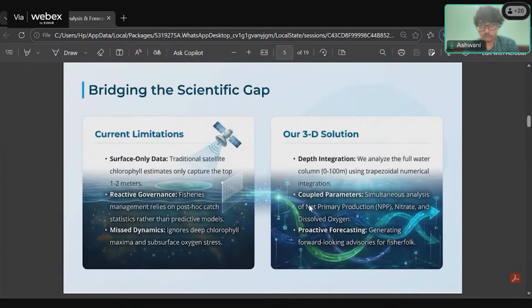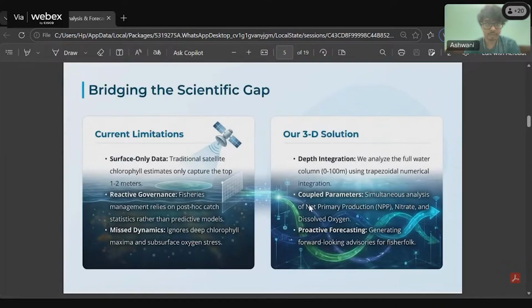Instead, if we come to our solution, we are taking multiple parameters, to be exact 5 parameters, and we are even considering the depth of about 100 meters, which will give us a comprehensive analysis of the whole water level along with the depth of it, which can also indicate the future blooms or the future activities that are going to be happening because of the depth factor.